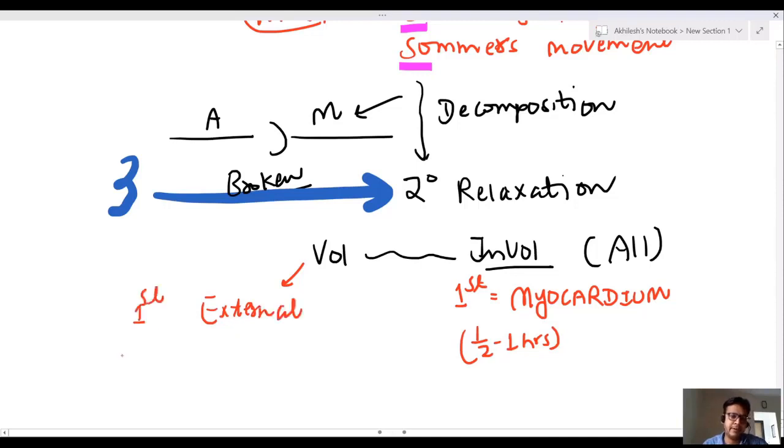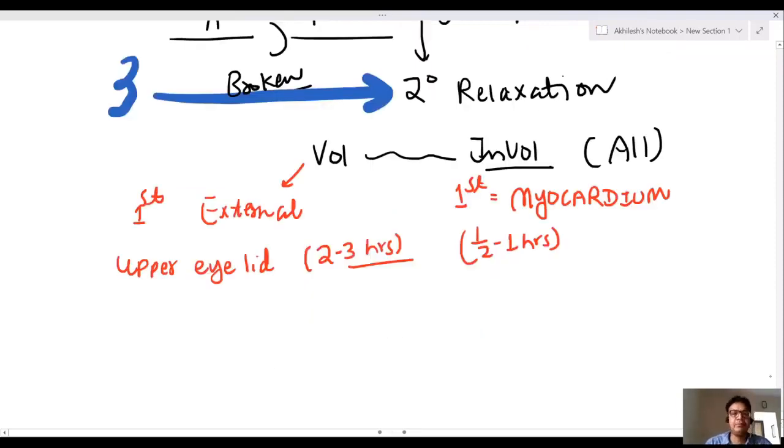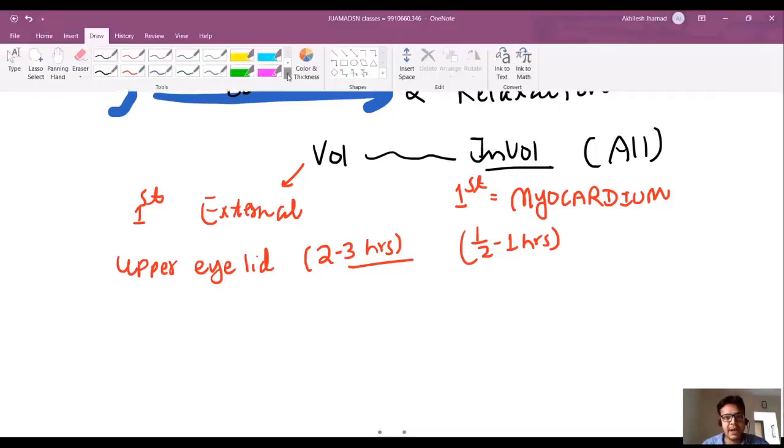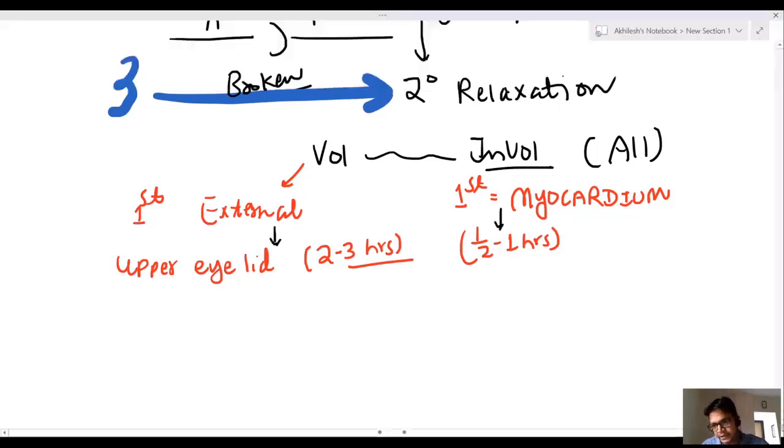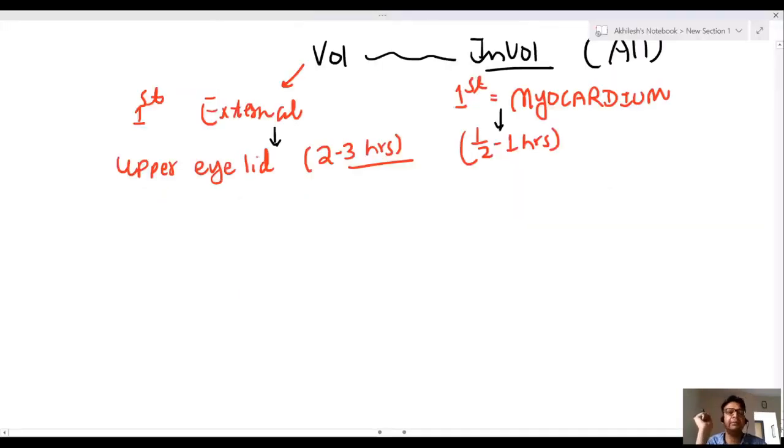First external muscle is the upper eyelid, and in the upper eyelid it develops in 2 to 3 hours. Overall, the first muscle is myocardium, developing in half an hour to 1 hour. And the first external muscle is the upper eyelid, developing in 2 to 3 hours after death.